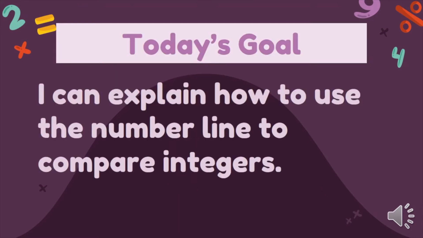Let's revisit our goal for today. Our goal was, I can explain how to use the number line to compare integers. How did we accomplish this? You said it. We started out comparing -2 and -9. Then we compared temperatures on Earth, Mars, and Jupiter. We learned today that a number line can assist us with comparing numbers because the closer a negative number is to 0, the larger the number.